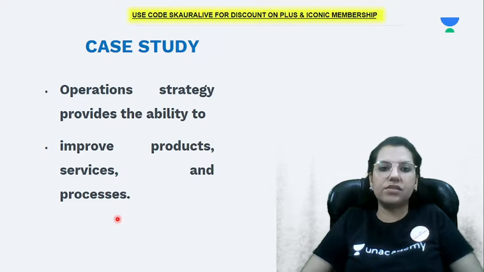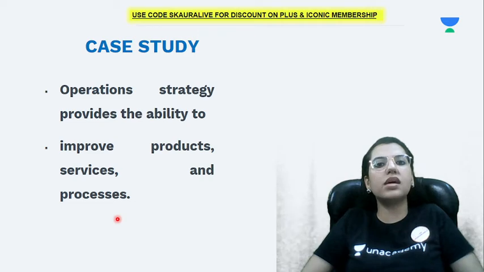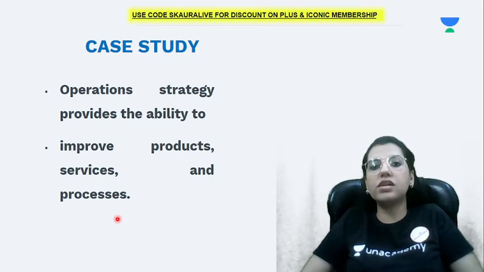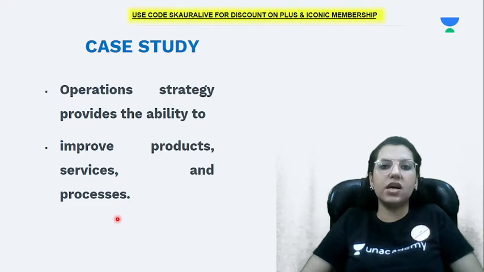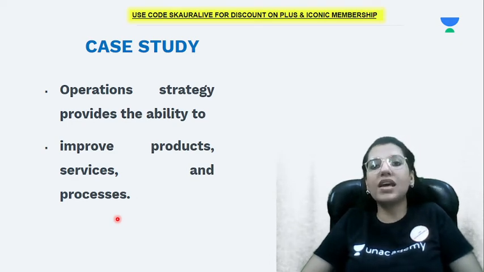So operations strategy provides the ability to improve products, services, and, let me put it this way, service processes. The processes that you are following to deliver your product to the end customer, maybe you would like to improve those. See, marketing is all about promotion, as you just said. Finance is all about the investors. Human resource is all about employees or the staff. But if I talk about operations, how will you come to know that you need to improve your product, your service, or your processes? It comes under the operations category: the way you are carrying on your day-to-day operations related to the supply chain.